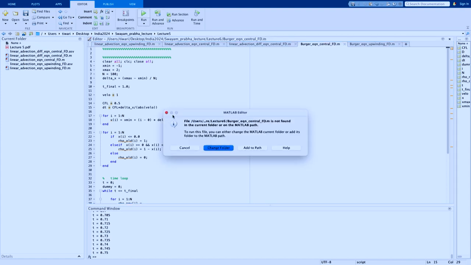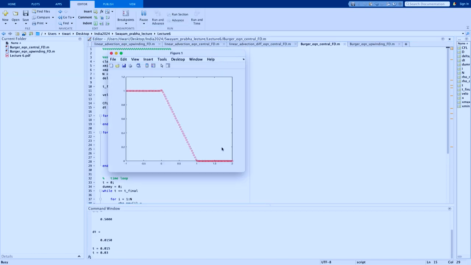So, the central difference scheme shows that initially we get oscillation here. Although it is a very, very linear profile, now it blows up very quickly. So, this is the effect of numerical instability.